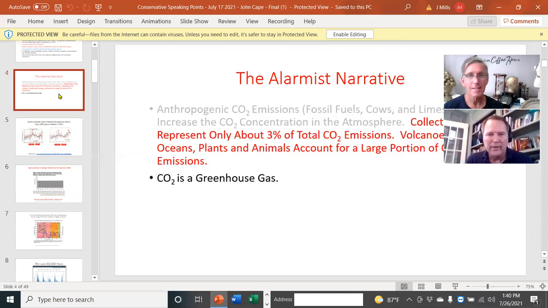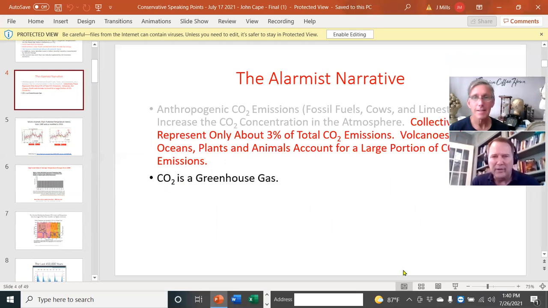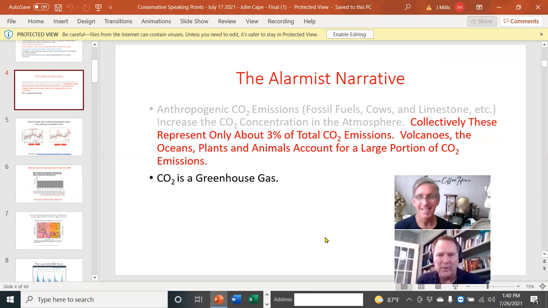The next slide here is the part of the original narrative that I agree with. Basically, CO2 is a greenhouse gas. That's about the only thing from that original slide I agree with. And one other thing about the CO2 emissions is that the ones that are anthropogenic are only about 3% of the total CO2 emissions on the planet. Volcanoes are part of the natural emissions. Oceans also release carbon dioxide when they warm up. And animals, when they breathe out, release carbon dioxide.